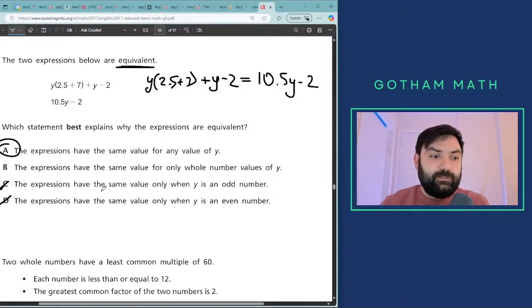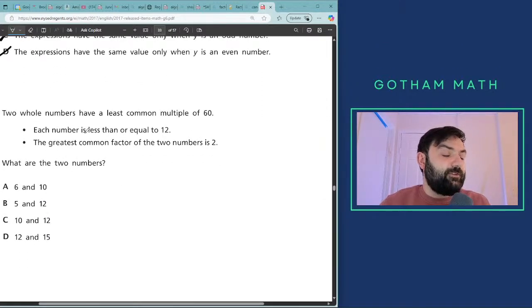All right. Let's just do one more, and that's it. Especially since it seems like pretty short. 2 whole numbers have a least common multiple of 60. Each number is less than or equal to 12. The greatest common factor of the two numbers is 2. What are the two numbers? Well, we just have to work with the answers, to be honest with you.